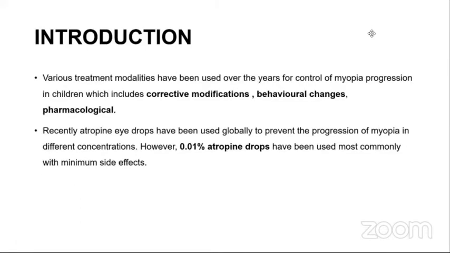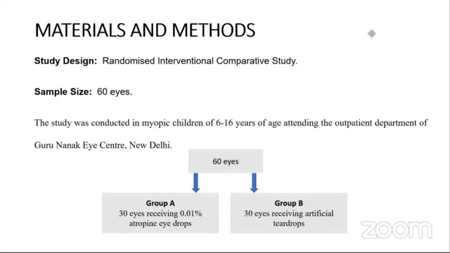Various treatment modalities have been used over the years for the control of myopia progression, which include corrective modalities like spectacles and contact lenses, behavioral changes like a decrease in the amount of near work and an increase in outdoor activity, and various pharmacological agents like atropine and pirenzepine. Recently, atropine drops have been globally used to prevent the progression. However, 0.01% drops have been most commonly used because of their minimal side effects.